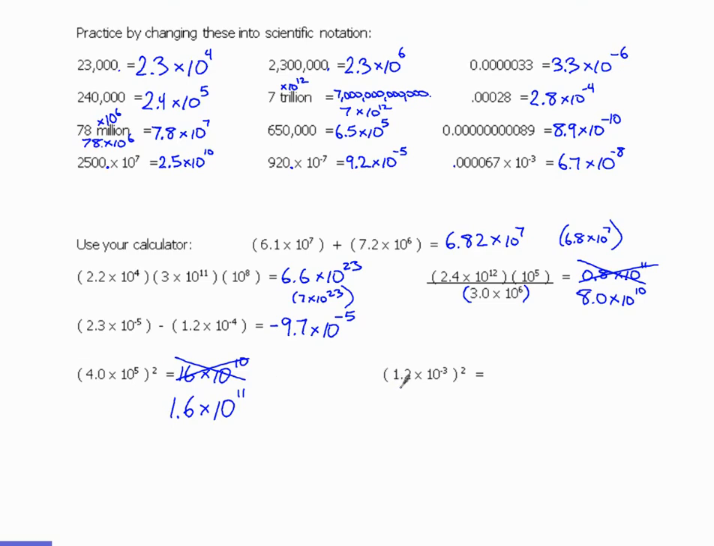Here we have 1.2 times 10 to the minus 3rd. We're going to square that whole quantity. Again, we're going to square the coefficient, and we are going to multiply the exponents. So put it in the calculator, and you would find 1.44 times 10 to the negative 6th power.